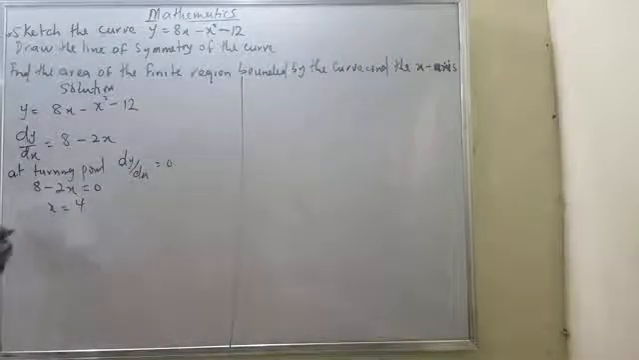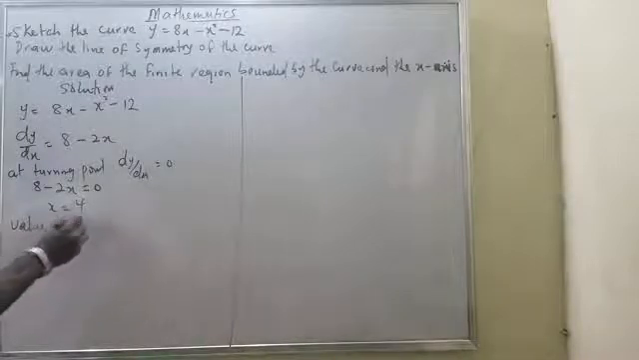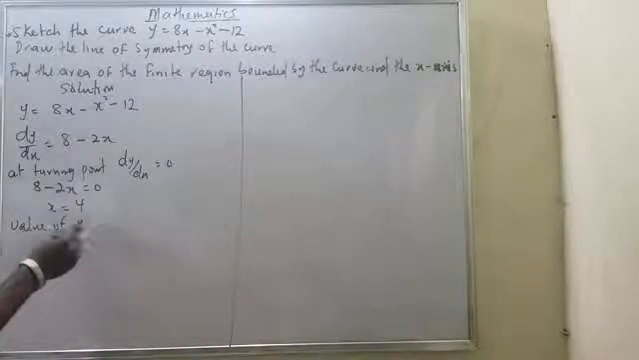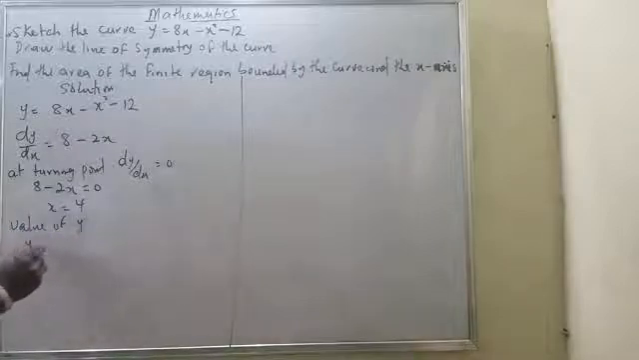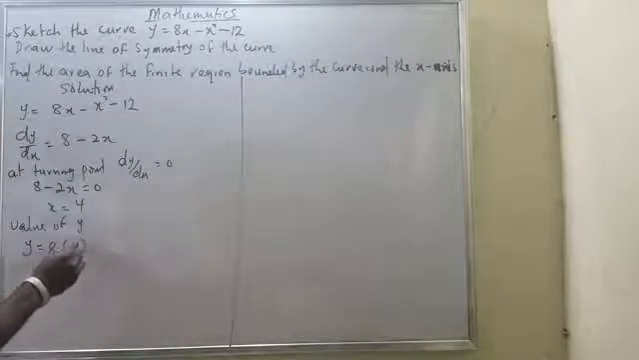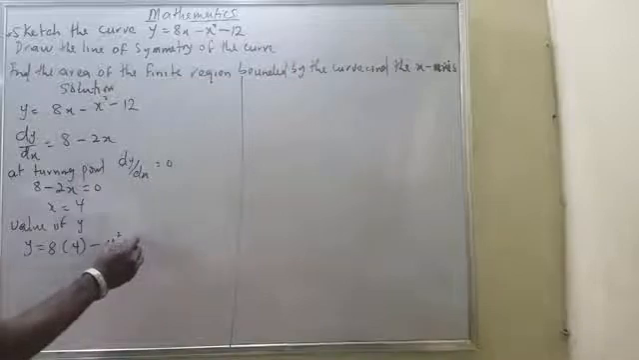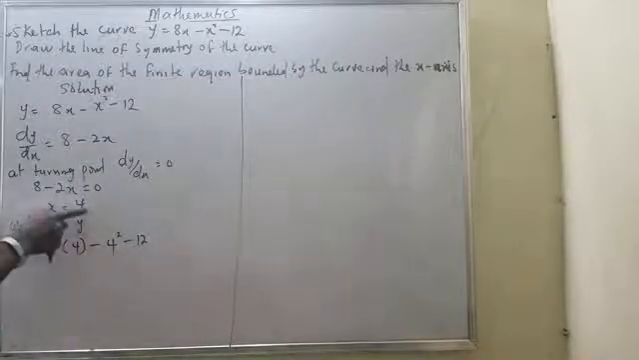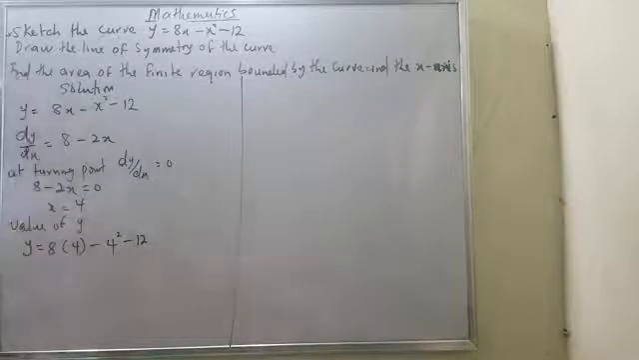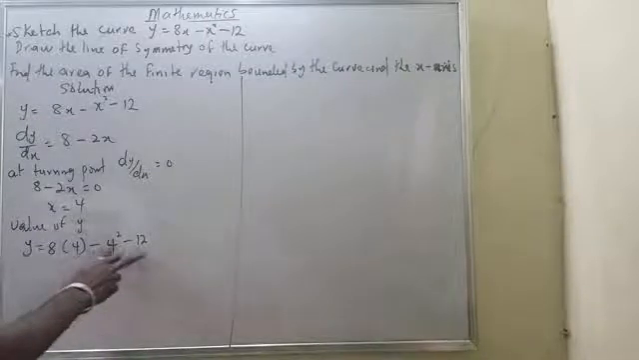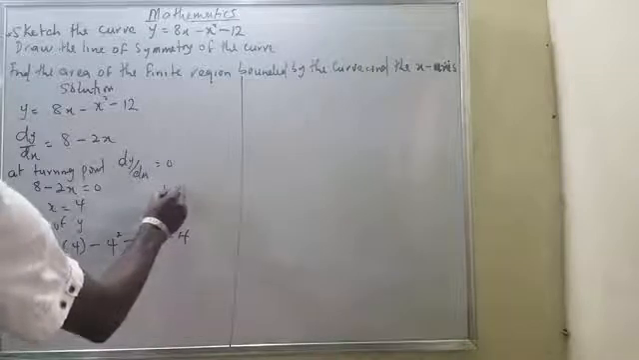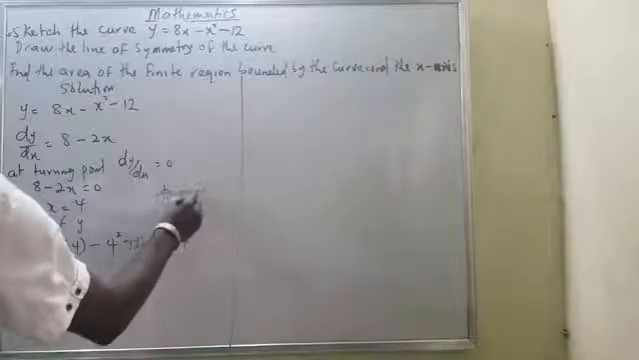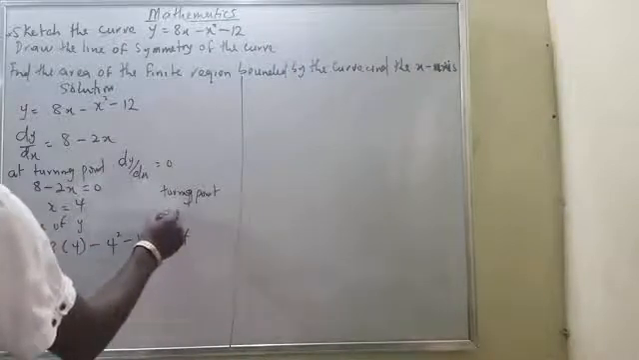Now, at turning point, the value of y will be y equals 8(4) minus 4 squared minus 12. It means you put the value of x at the turning point into the original equation. It means 32, minus 16, minus 12, which will be equal to 4. Now, it means my turning point will be equal to (4, 4).